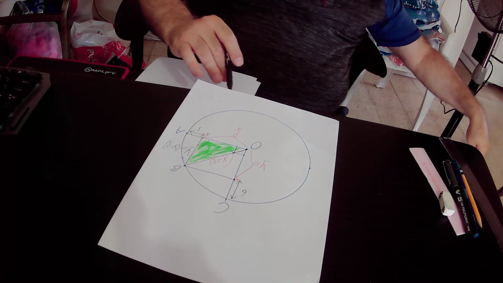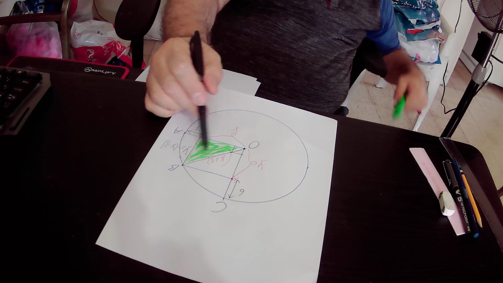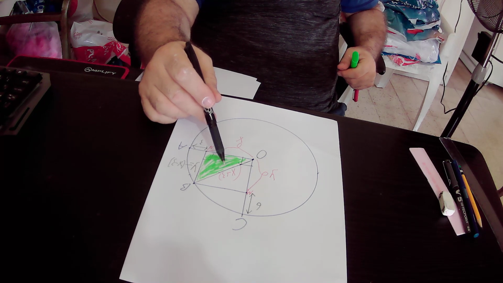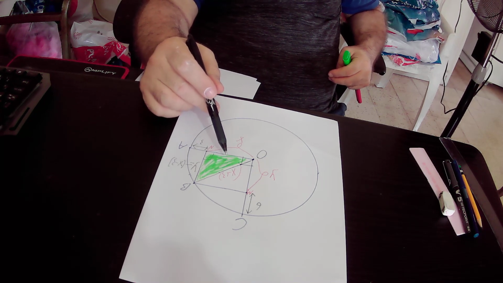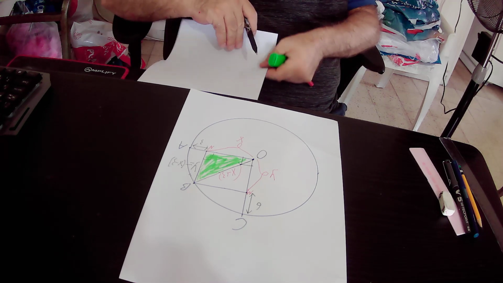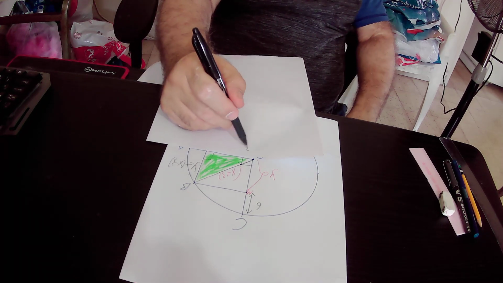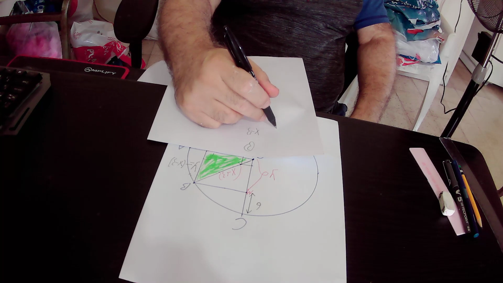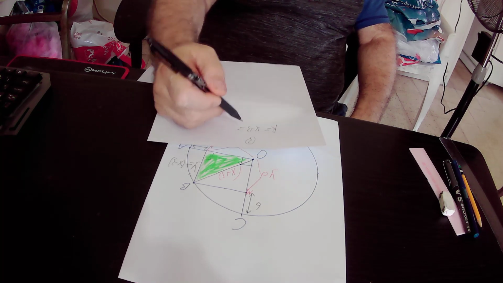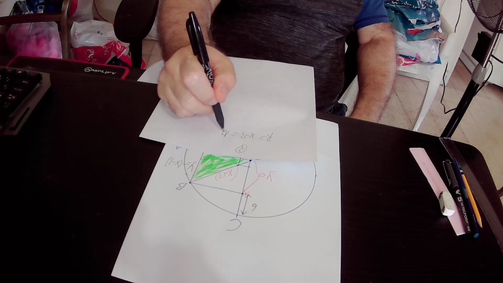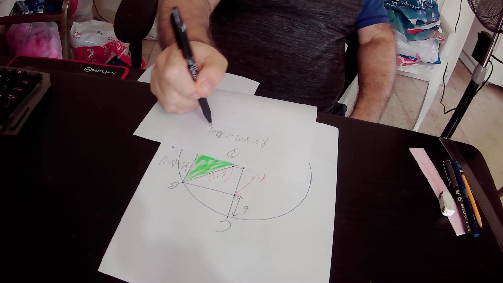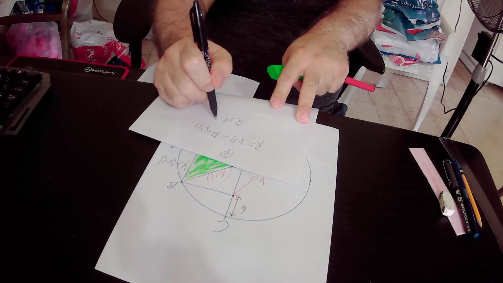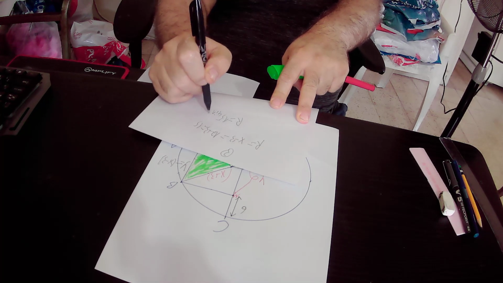But we want to find out the radius of this circle, and the radius of this circle equals x plus 3. So the radius of this circle will be equal to x plus 3, which is 12 units plus 3. 12 plus 3 equals 15, so the radius of the circle equals 15 units.